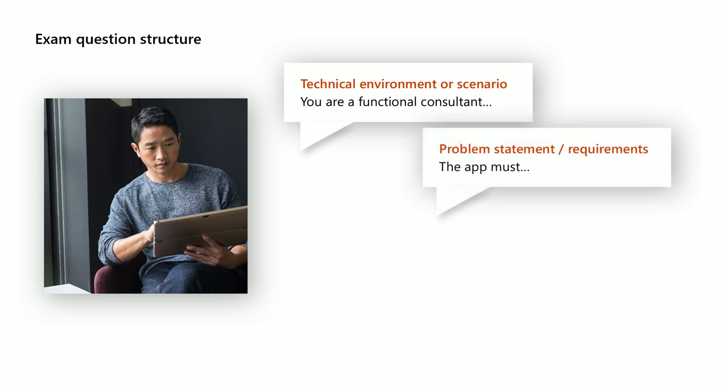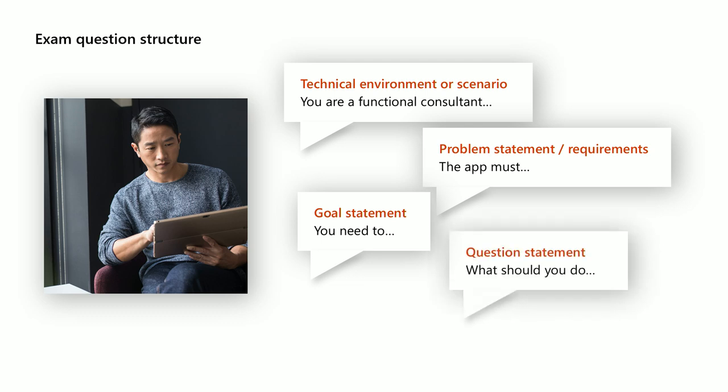Then you'll get a goal, which normally starts, you need to, or I must be able to. And then the question, what should you do? Which is the actual question they're asking you to do. Often it's look at the goal, look at the question. All the questions are structured in this way, the 4 parts. Sometimes they miss a bit out if it's a very simple question. So just understand how the questions work.